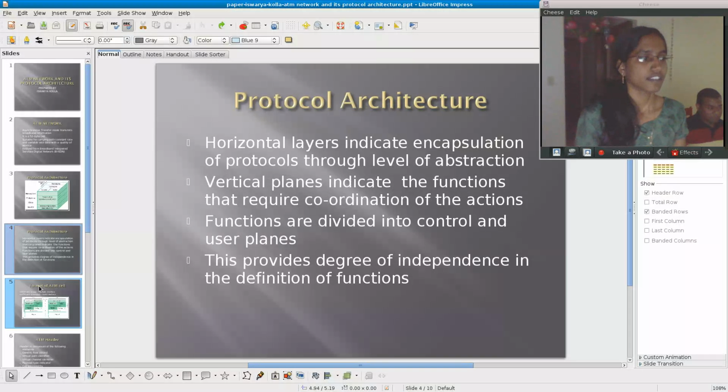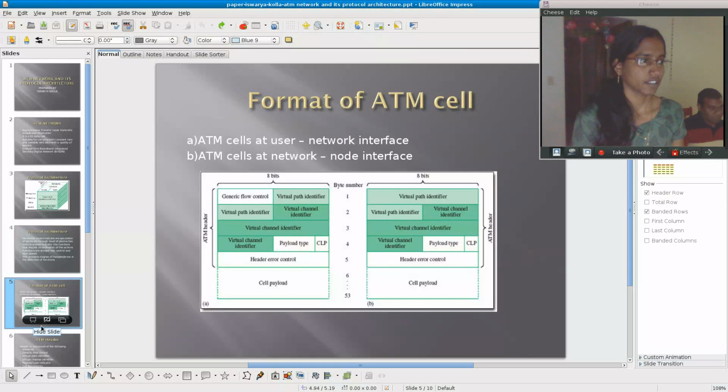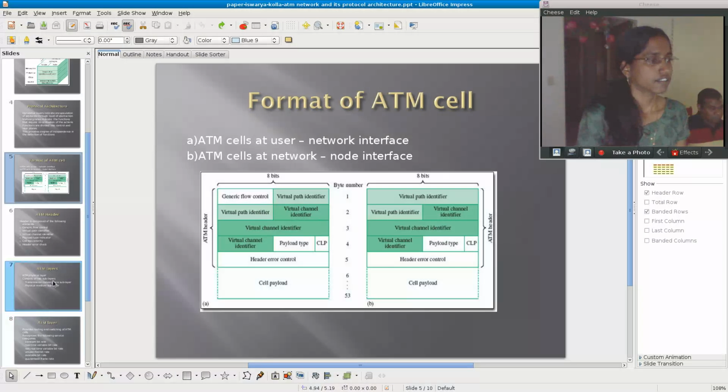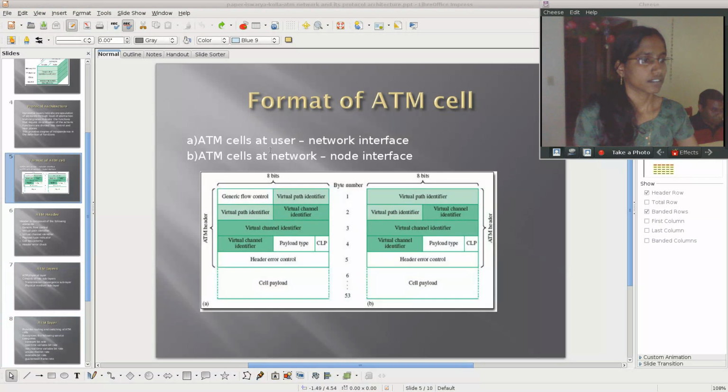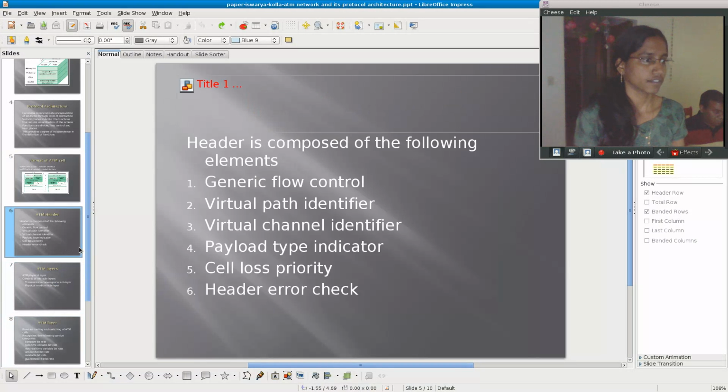This is the format of the ATM cell. The one on the left side is the ATM cell at the user network interface, and the one on the right side is the ATM cell at the network node interface. These ATM cells consist of a header and a payload. The header consists of the following elements: generic flow control, virtual path identifier, and so on. All these are the elements of the ATM header.